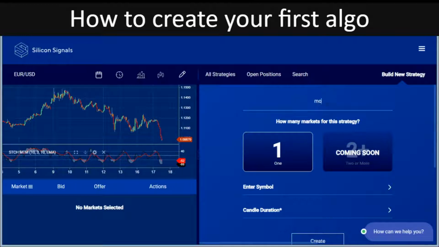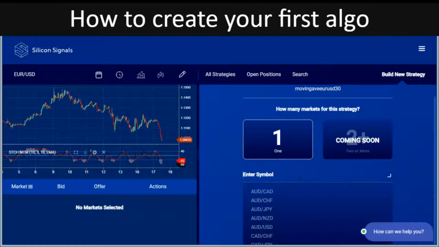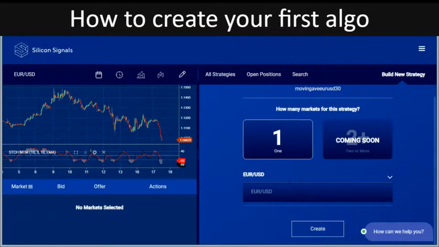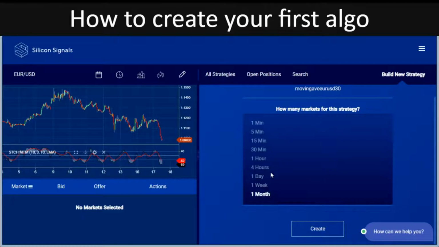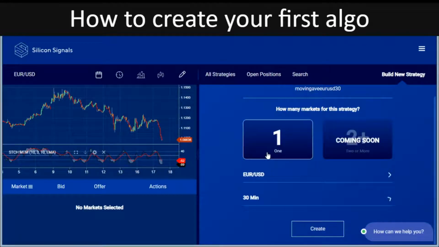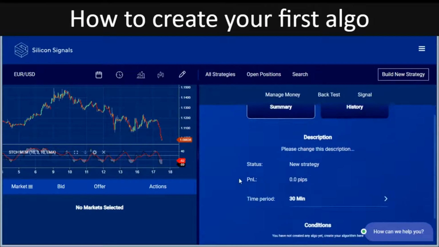The first one we want to do is a moving average strategy for Euro USD, and we're going to put it on a 30-minute chart, so we'll just call it that at the moment. Then you enter your symbol, so we're going for euro dollar, and the duration we'll go for is a 30-minute candle. You can choose 1 minute, 5 minute, all the way up to 1 month time frames. It's entirely up to you, so we'll start with a 30-minute time frame. Click create, and you get a few more options on this screen.